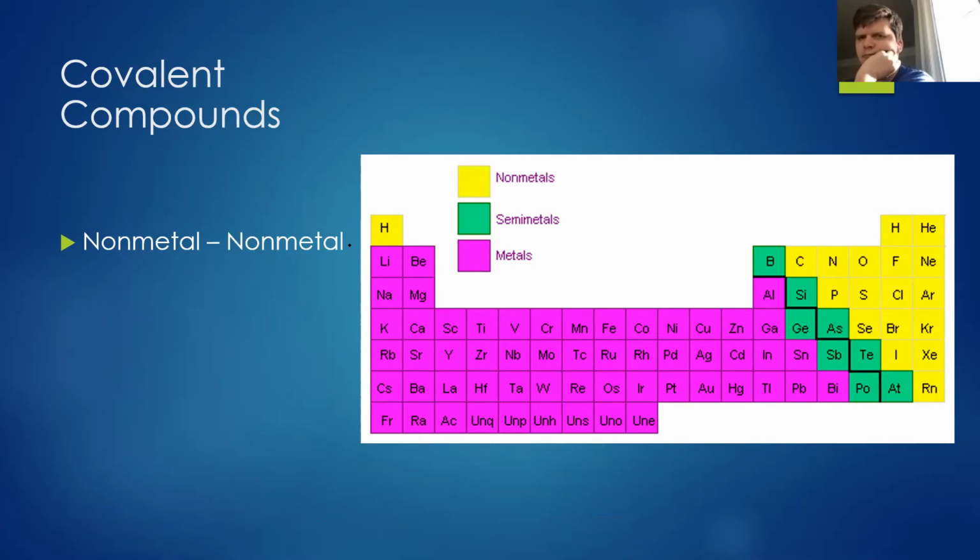So how do you know if it's a covalent compound? Well, if you have a nonmetal with a nonmetal, and I have this color-coded periodic table up here, all the nonmetals are in yellow. If the two elements involved are in the yellow shaded regions, then it's a covalent compound. Also, semimetals with nonmetals are often covalent compounds as well. Like we saw in the previous slide, and I can even go back to it, I believe.